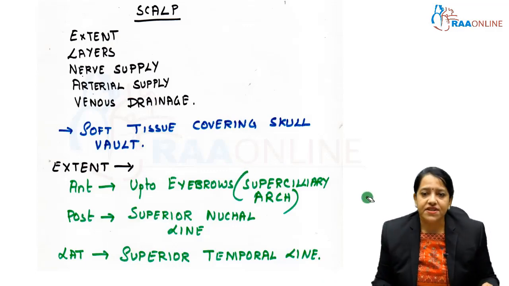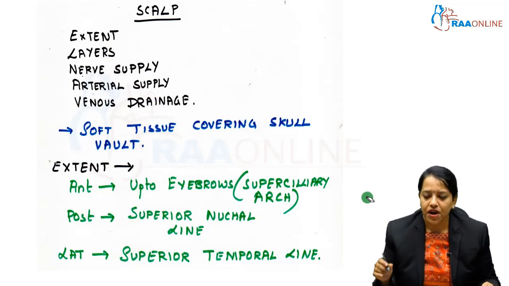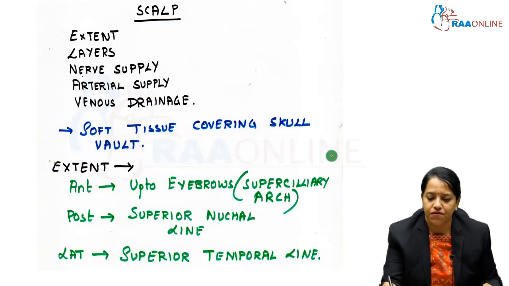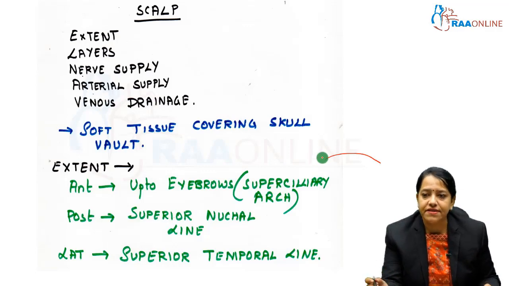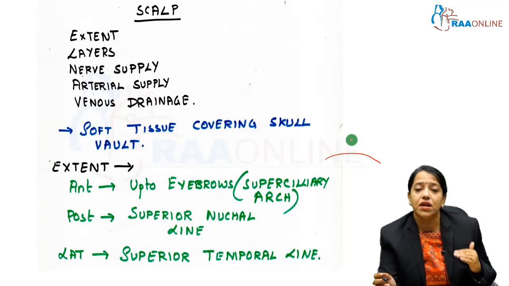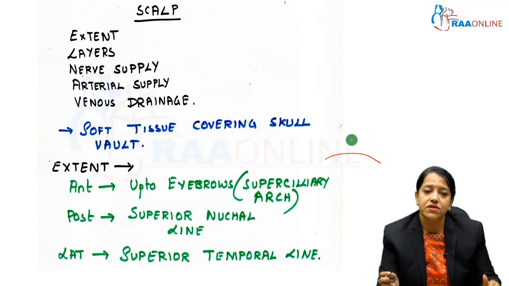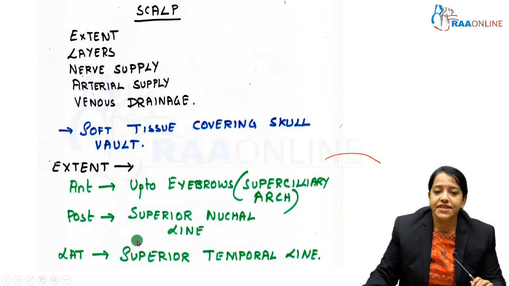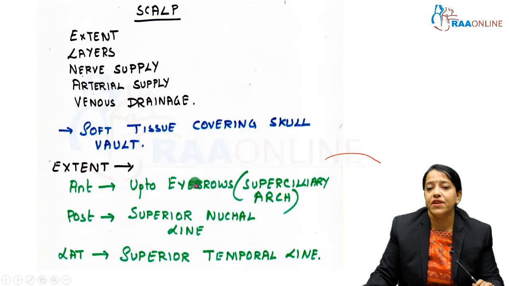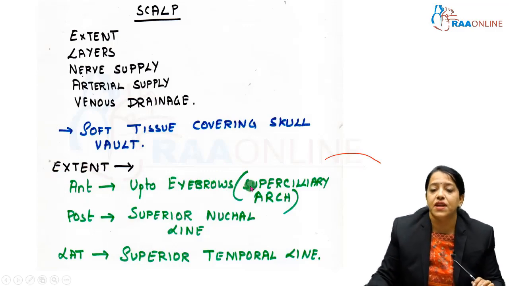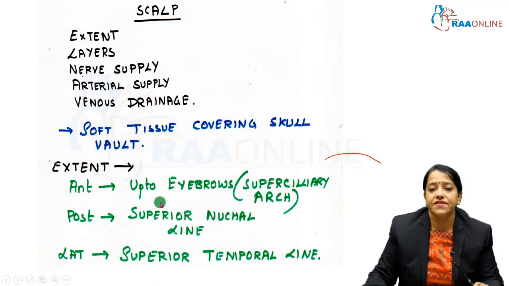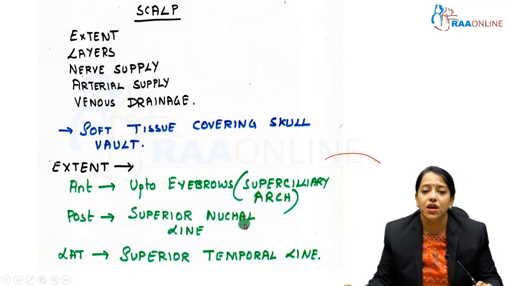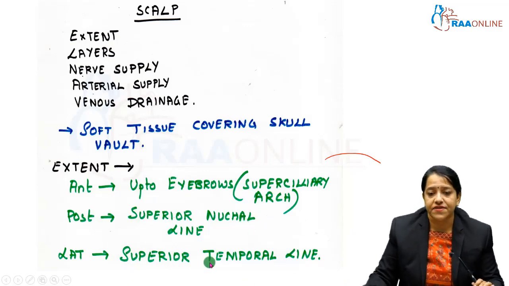Coming to the extent of the scalp, scalp is a soft tissue which covers the skull vault. So we have the vault something like this, and it is a tissue which will be covering the skull vault. The skull is a bone. Above the bone you have the soft tissue. And coming to the extent of the scalp, we have the anterior extent. Anteriorly the scalp will extend up to the eyebrows or the superciliary arch. Posteriorly the scalp will extend up to the superior nuchal line, and laterally the scalp will extend up to the superior temporal line.